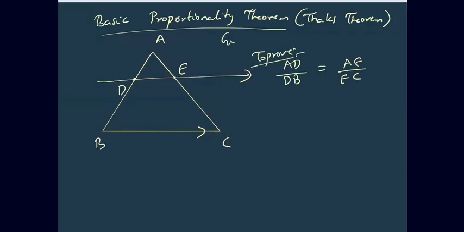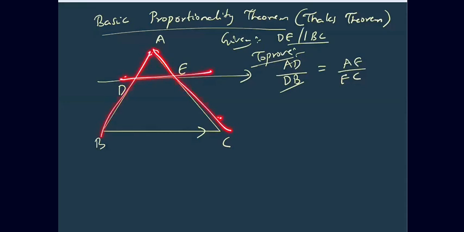Okay, and it is given that DE is parallel to BC. This is given, and this is what we need to prove, that this line DE divides AB and AC in the same ratio, that is AD by DB is the same as AE by EC. Okay, so let us prove this. So what I'm doing is I'm joining BE and CD, and now I'm going to use the ratio and proportion lemma or the area lemma, which we have learned in one of our previous sessions.